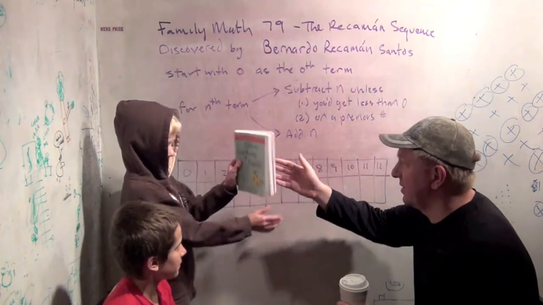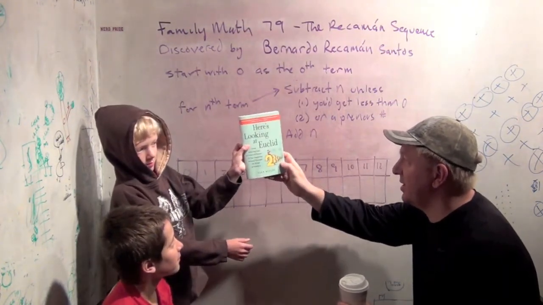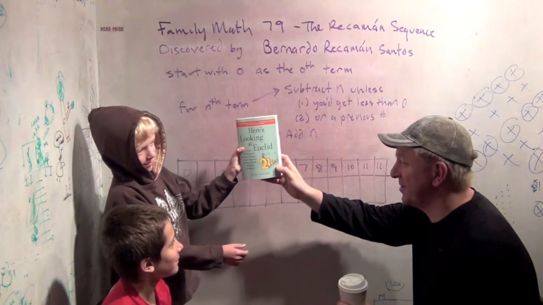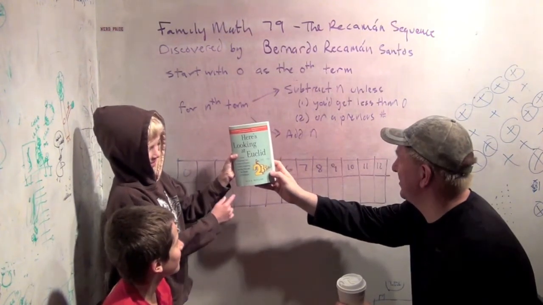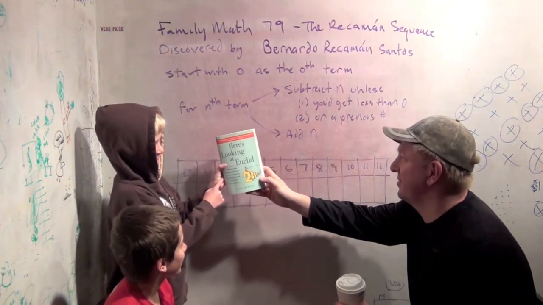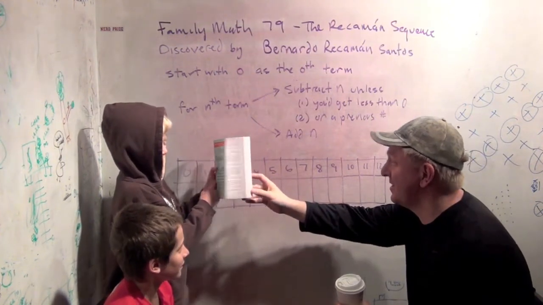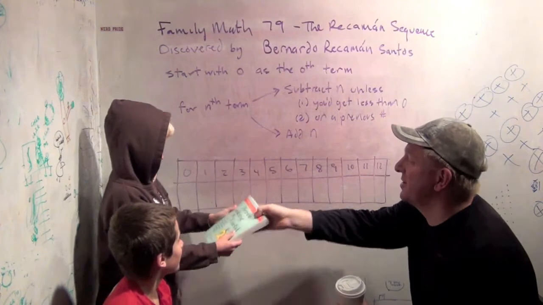Last night I was looking through this new awesome book I got. It's called Here's Looking at Euclid. Do you guys know why that's a funny joke? Because there's a famous line that says, "Here's looking at you, kid." So this book is called Here's Looking at Euclid.